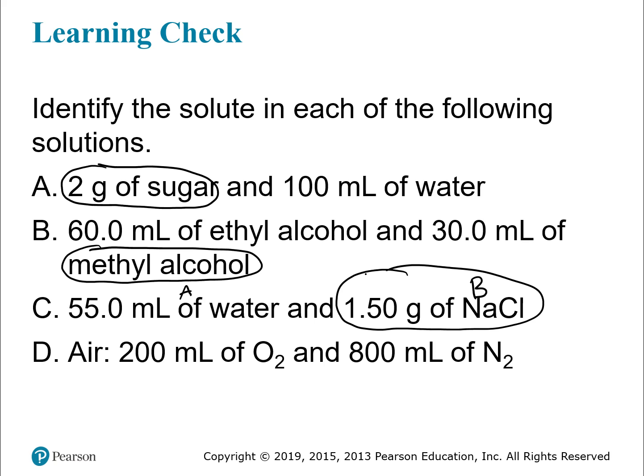And the last one, we have air: 200 milliliters of oxygen gas, which we'll call A, and 800 milliliters of nitrogen gas, which we'll call B. It's going to be A. All right, that was just a quick learning check to make sure you have the idea down of solute versus solvent. It seems like most everybody's good on that one. Any questions?